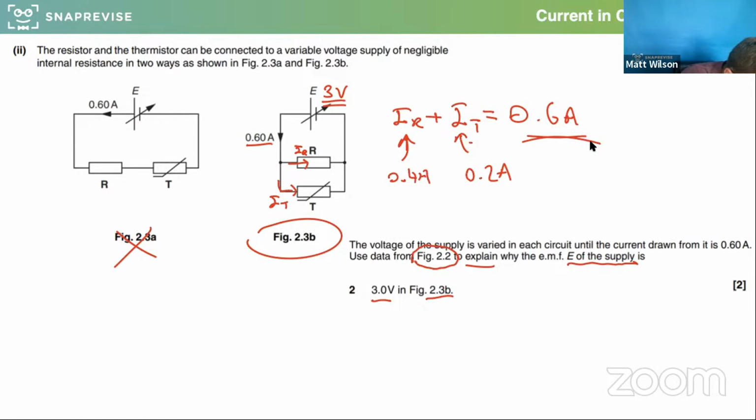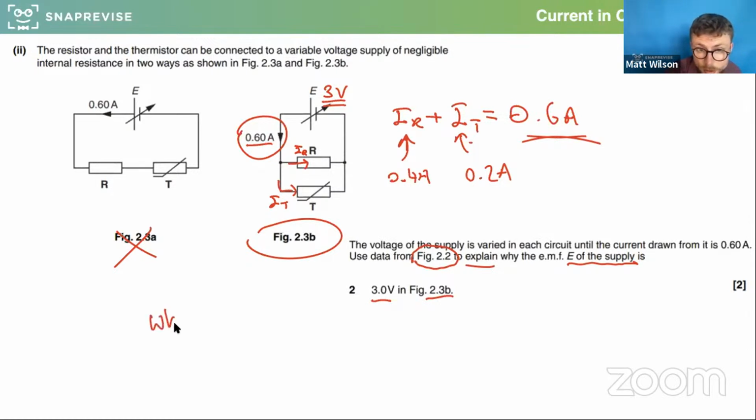EMF should be equal to voltage since there is an internal resistance. EMF equals 4.5 volts. No, so I believe here, because of the reasons I've given, it actually should be 3 volts. At 3 volts, the total current between R and T together is 0.6 amps, which is what Kirchhoff's law says it should be, because we know that going into this node here is 0.6 amps. Okay, so now we have to explain this.